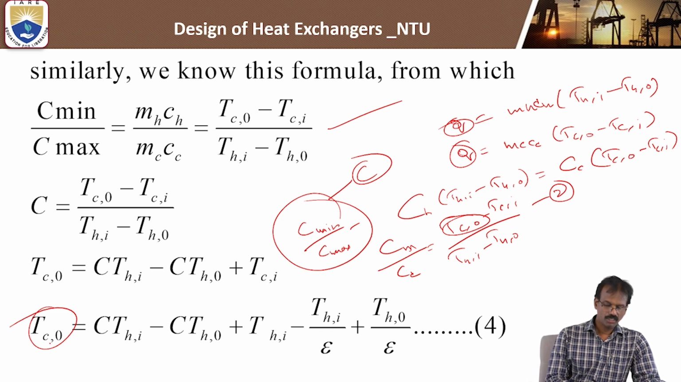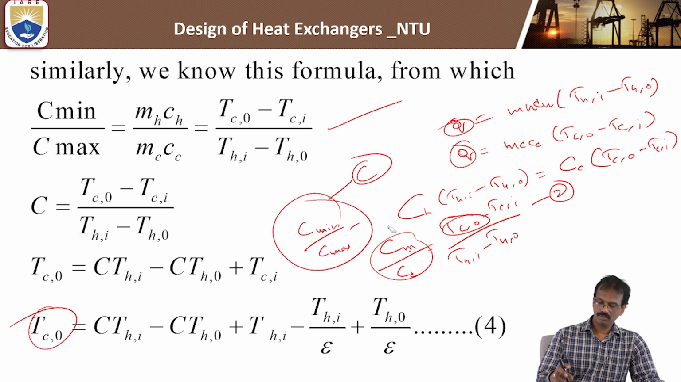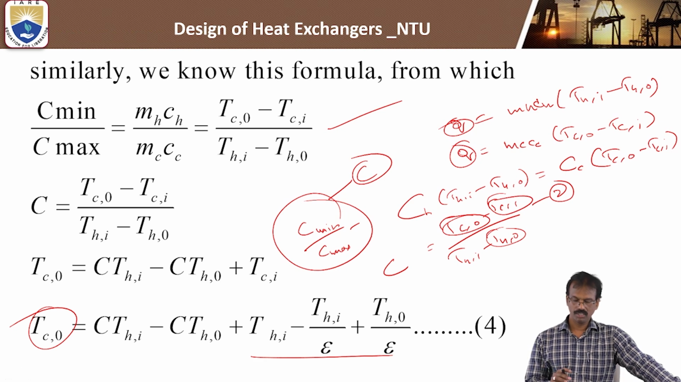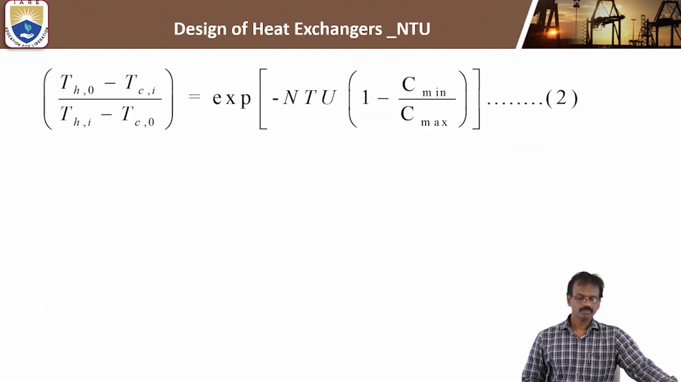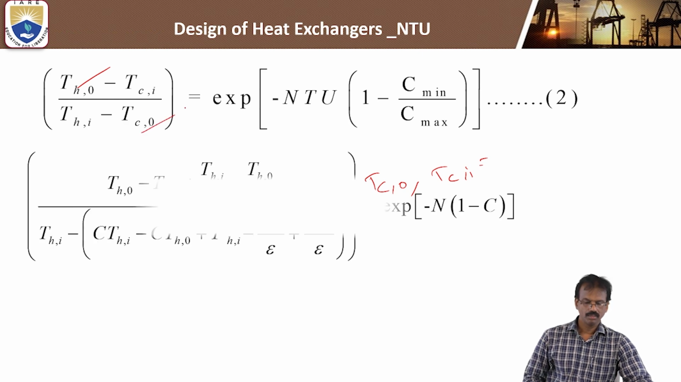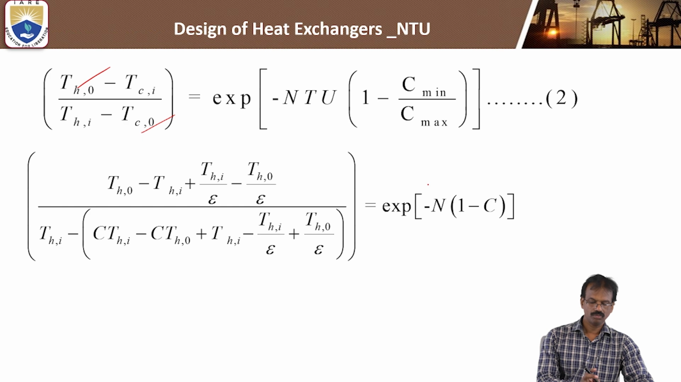Then the equation is like this one. So TC0 is equal to capital C into THI minus capital C into TH0 plus TCI. So in the TCI place, we can rewrite equation 3 here. Okay. Then this is equation 4, TC0 is equation 4. So then TC0 and TCI values we can substitute here. Then the equation will be like this one. Here the TCI value, here the TC0 value. Okay, you can substitute here.